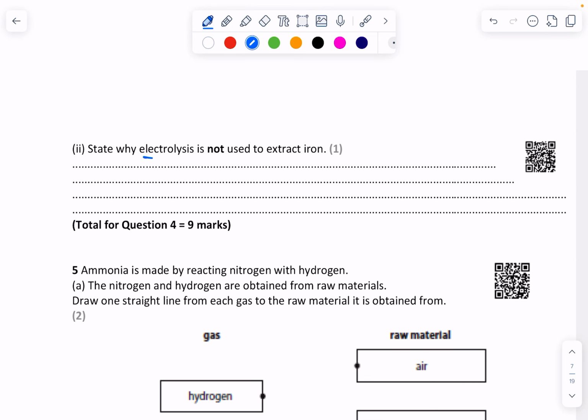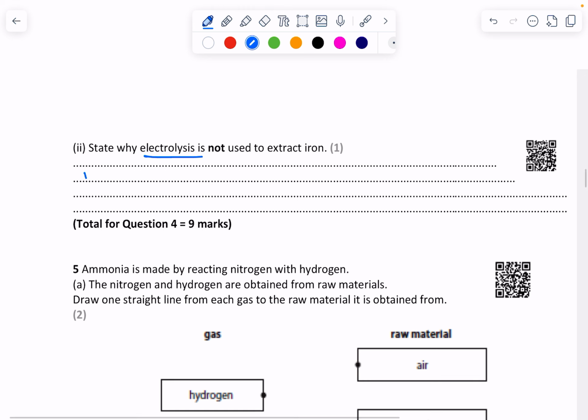Final little bit, state why electrolysis is not used. Electrolysis depends on the use of electricity, and therefore it is an expensive process. So why is electrolysis not used? It needs a supply of electricity, making it expensive.